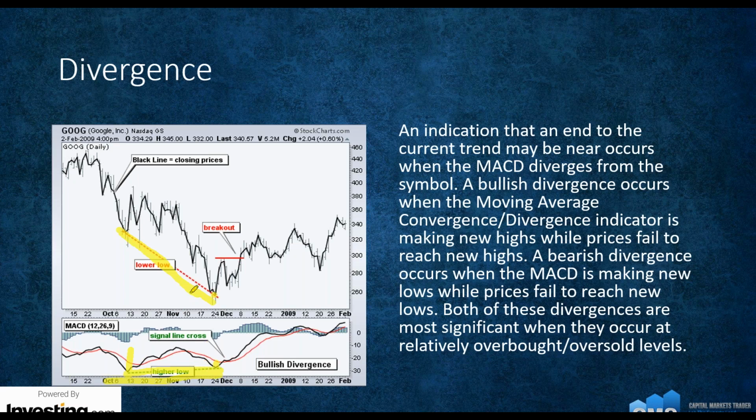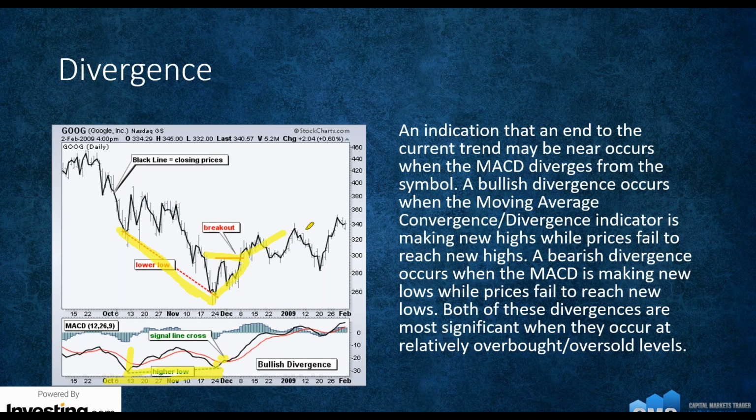Then when we get the crossover from the signal line, that's giving us a breakout point, and that's telling us that the trend has ended. In that case, when you see divergence and then you get the crossover, that's giving you a very good breakout point and an entry point into the markets.